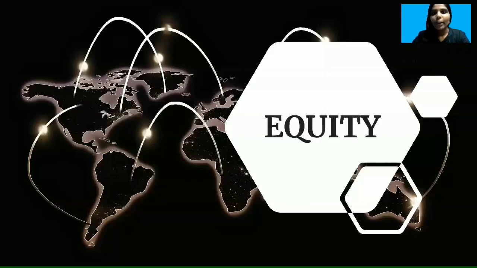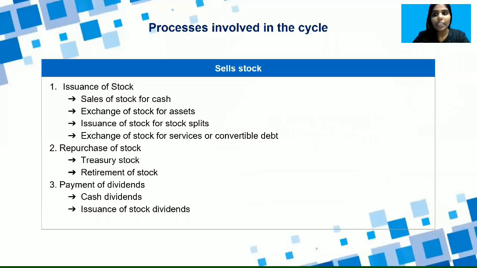So today I'm going to explain about auditing for stockholder security. Generally, stockholder security includes ordinary shares, share premium and retained earnings. The processes involved in this cycle are issuance of stock, repurchases of stock and payment of dividend. Balances in the capital stock account change when the company issues or repurchases stock.